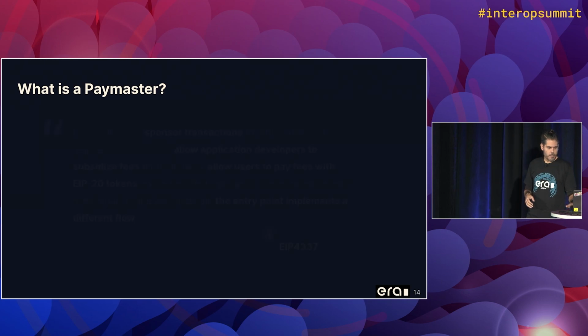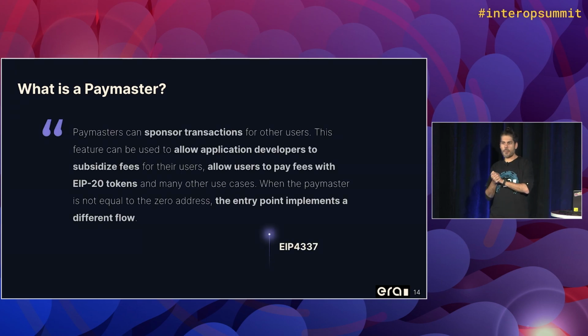Paymasters. Paymasters are an extension that was also introduced in EIP 4337, and they are like a middleman that can be used to sponsor transaction fees for other users, or basically to allow users to pay transactions in ERC20 tokens. And this is super, super cool. This is a feature that I really, really like.